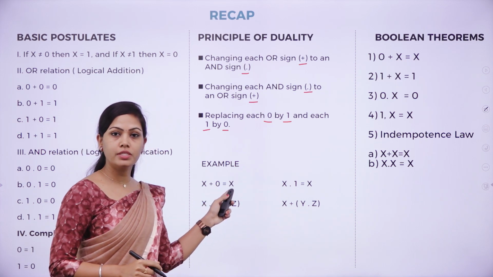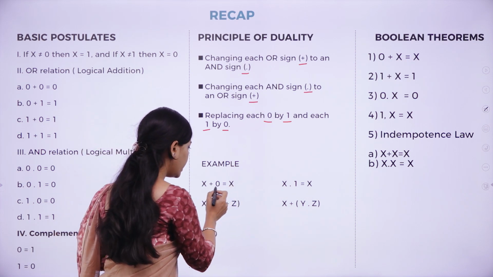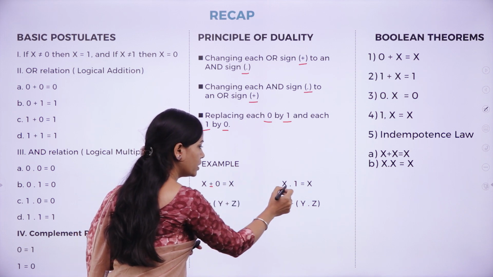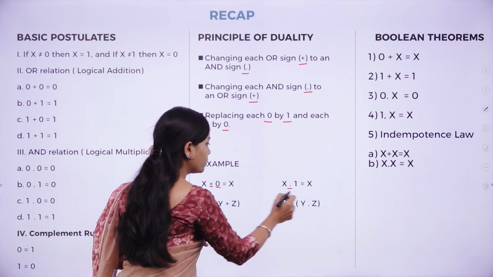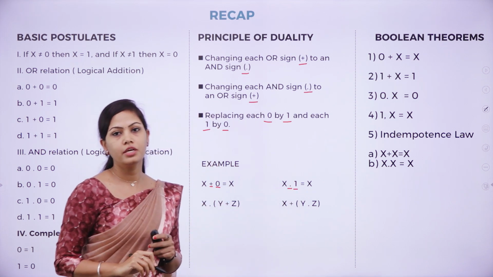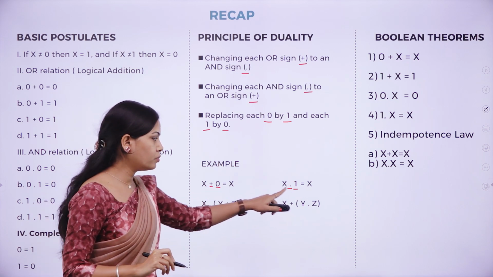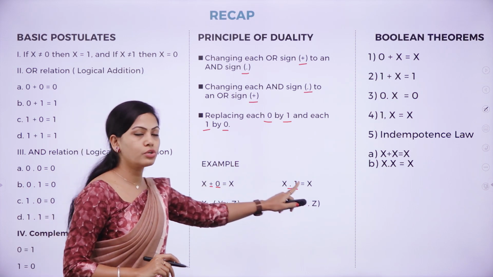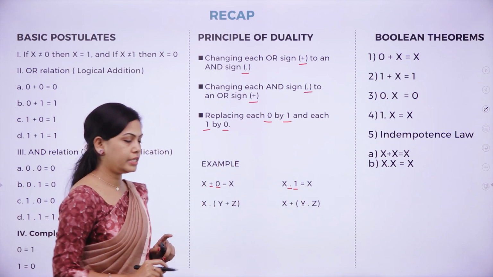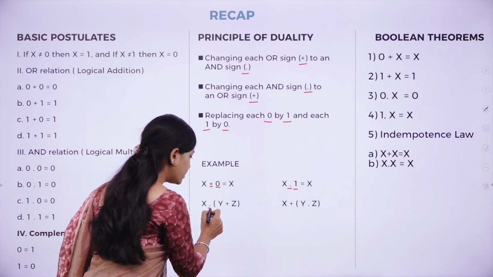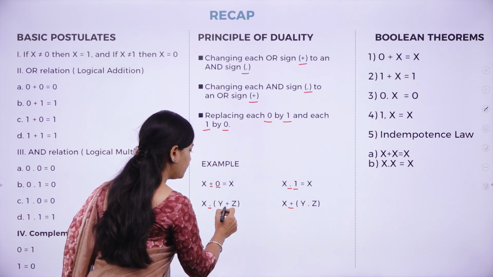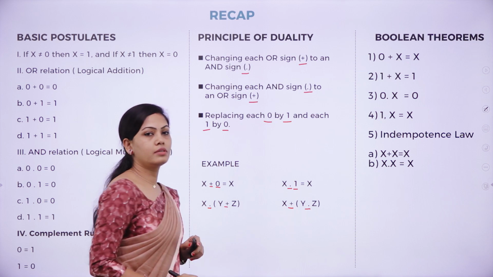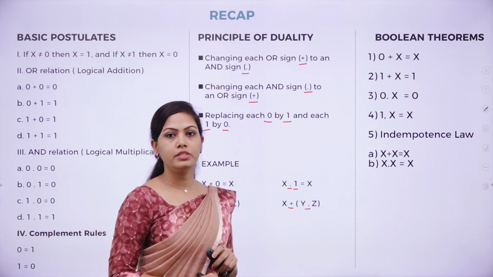X plus 0 is equal to x. So here I will change plus to dot and 0 to 1. This is called duality. Plus changes to dot and 0 changes to 1. Next example, dot changes to plus and plus changes to dot. This is about the duality theorem.